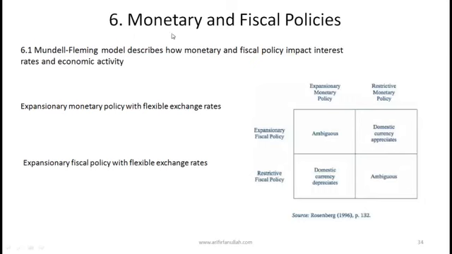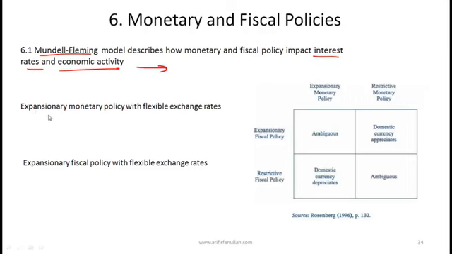Section 6 deals with monetary and fiscal policies and how they impact exchange rates. The first and most basic model that we'll study is the Mundell-Fleming model, and this essentially describes how monetary and fiscal policy impacts interest rates and economic activity, and then this in turn will impact exchange rates. Let's look at different scenarios. The first scenario is expansionary monetary policy with flexible exchange rates.